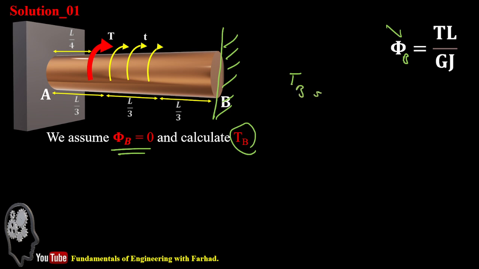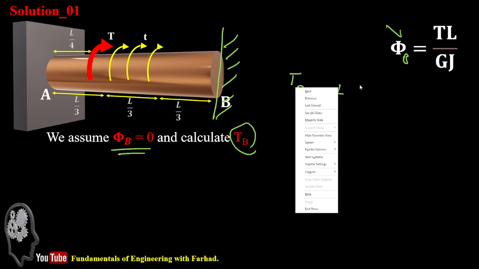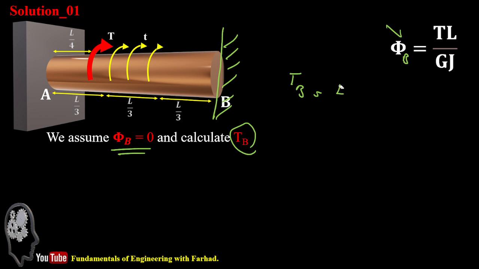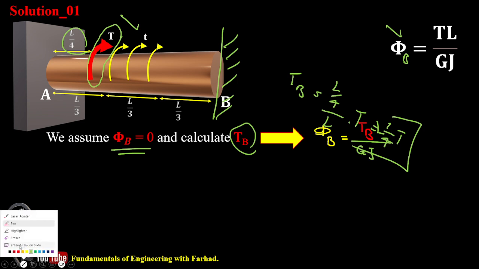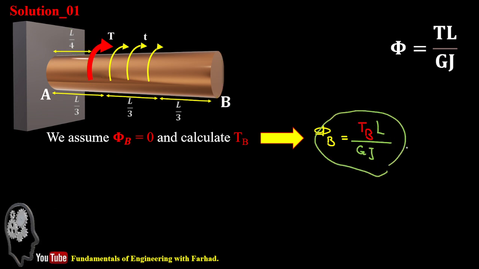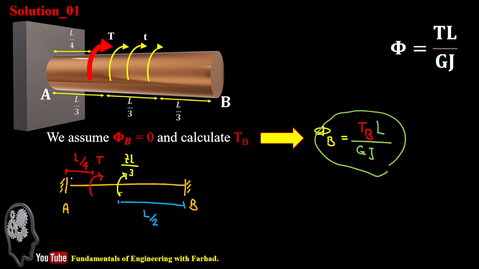In that case, TB was, my bad, 1/4, L over 4 over L times T. So that makes it 1/4 of T. We have already handled this part. Then, because in reality phi B is not 0, phi B is TL over GJ. In that case, we can handle this one and then solve our problem.